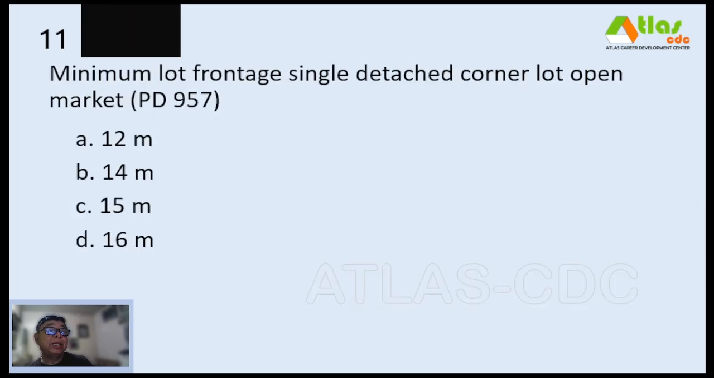Number 11. Minimum lot frontage, single detached, corner lot, open market, PD 957. A. 12 meters, B. 14 meters, C. 15 meters, and D. 16 meters.